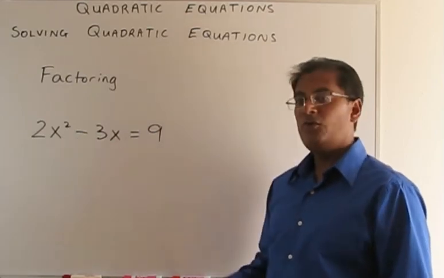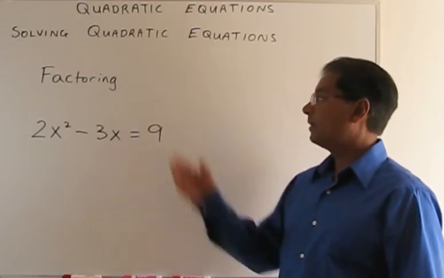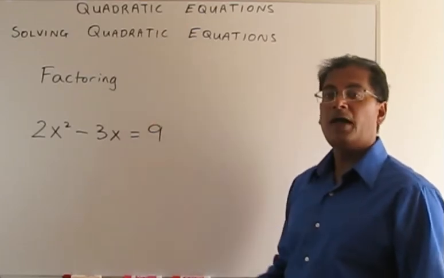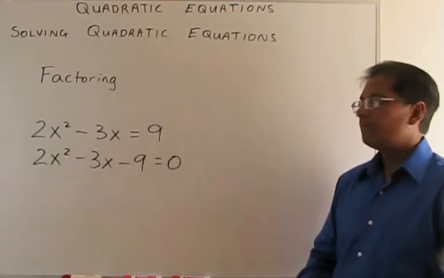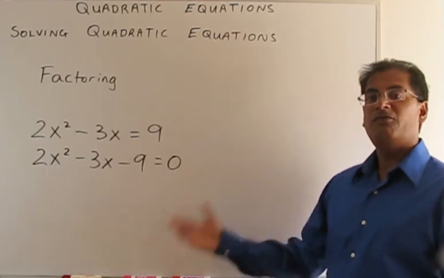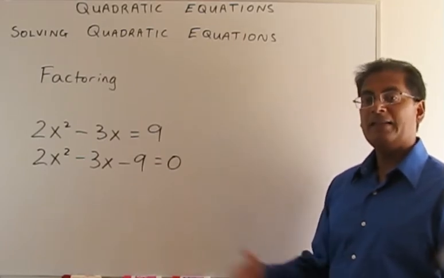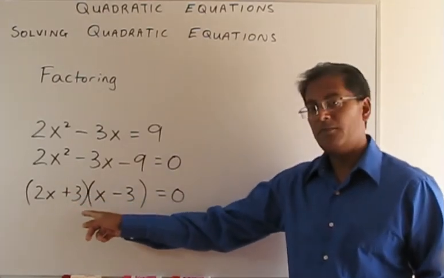So if I want to solve 2x squared minus 3x equals 9, the first thing I would want to do if I'm going to use factoring is move the 9 to the other side. In other words, I subtract 9 from both sides and I get 2x squared minus 3x minus 9 equals 0. And then we could factor the left side. So if we factor the left side, we get (2x plus 3) times (x minus 3).